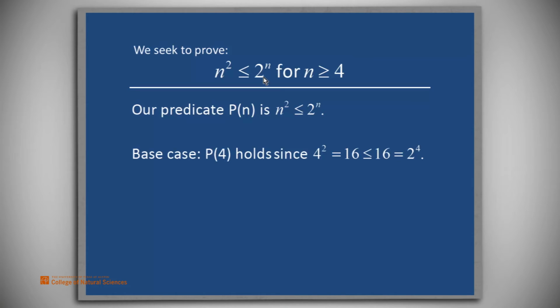So, why does the base case hold? Well, that's easy to see. It's because 4 squared is equal to 16, which of course is the same as 2 to the 4th. So the base case, P(4), holds.